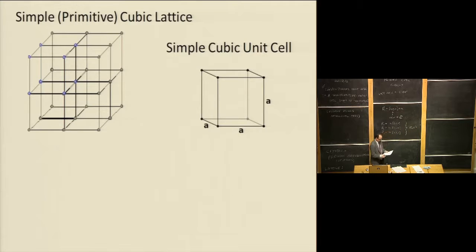Okay? Good. There is yet another word that's useful to know, which is the idea of a coordination number, which is usually called Z, which is the number of nearest neighbors.